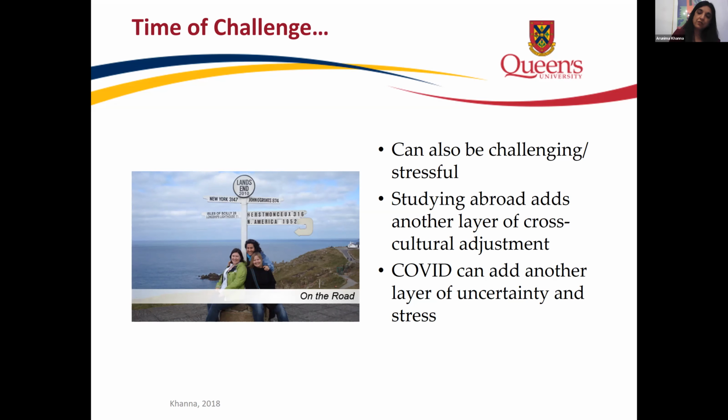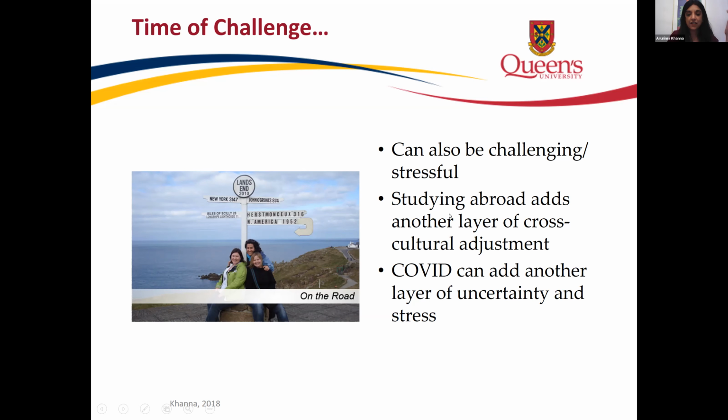So studying abroad also adds that other layer of a cross-cultural adjustment. Even those of you who are going to more global north countries where the culture might be similar, the language is English, even those students tell us that there is a cultural adjustment to make. Things are different. So that can cause some challenges.